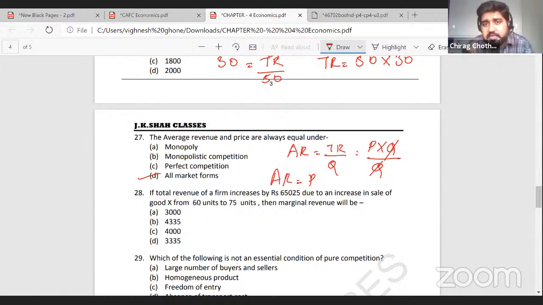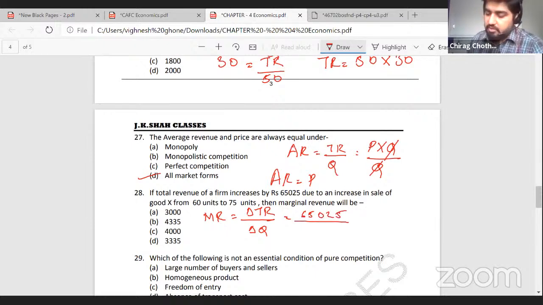Next one. If the total revenue of a firm increases by 65,025 rupees in sale of good X from 60 units to 75 units, the marginal revenue will be okay. Simple. Now, what is marginal revenue? It is nothing but change in total revenue upon change in quantity. Now, change in total revenue, friends, they have already given that is 65,025. Change in quantity is how much?